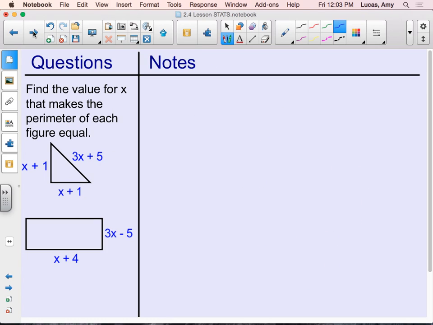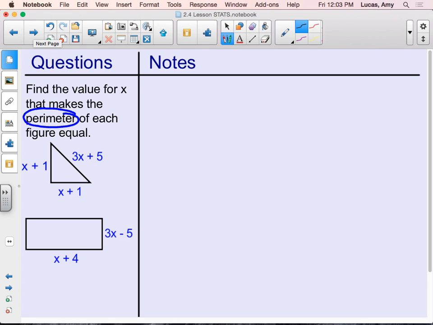Now we have a couple of problems that are a little bit different. These are geometry applications, and they're really important because when you're in geometry, you'll solve a lot of these kinds of problems. So find the value for x that makes the perimeter of each figure equal. Perimeter is the distance around something.